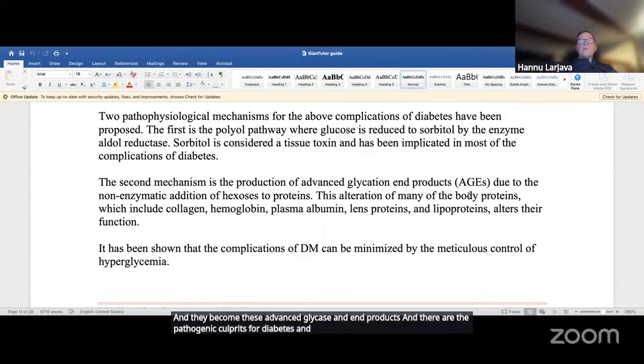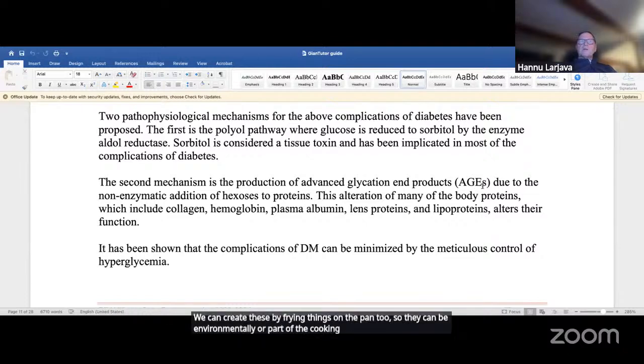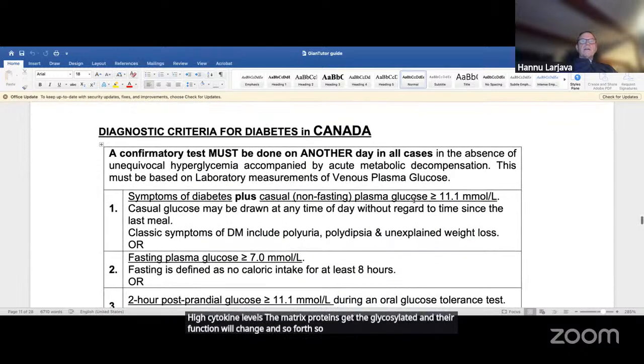And as you probably know, we can create these by frying things in the pan too, so they can be produced environmentally or as part of the cooking process. And the cells have receptors for these products that then lead to all kinds of issues with inflammatory regulation, high cytokine levels, the matrix proteins get glycosylated, and their function will change, and so forth. So that's what we were kind of looking for.